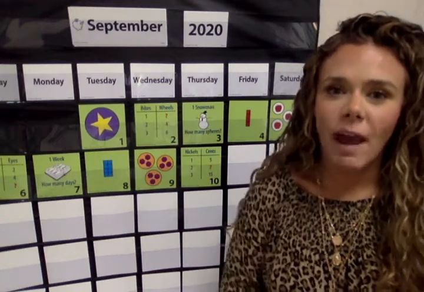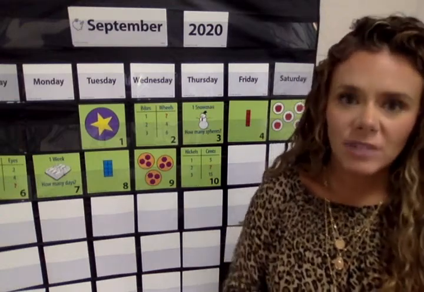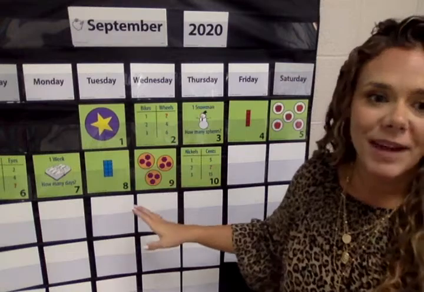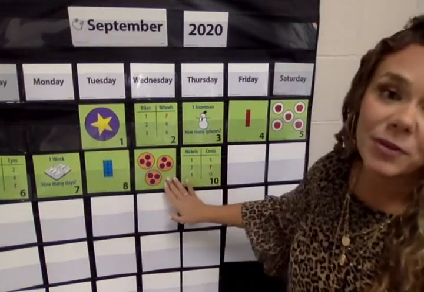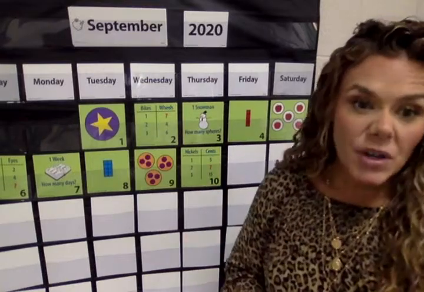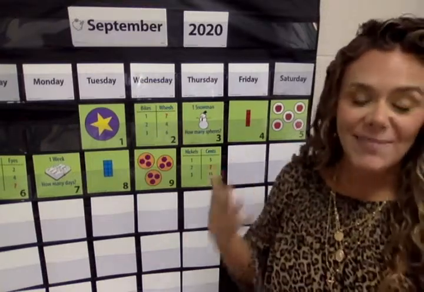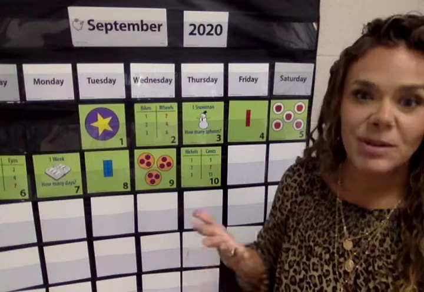Hi boys and girls, right now is your number corner time. So yesterday we flipped over 2 number corner cards, right? We flipped over one for Wednesday and then one for Thursday. So today we're going to flip the one over for Friday because today is Friday, September 11th.